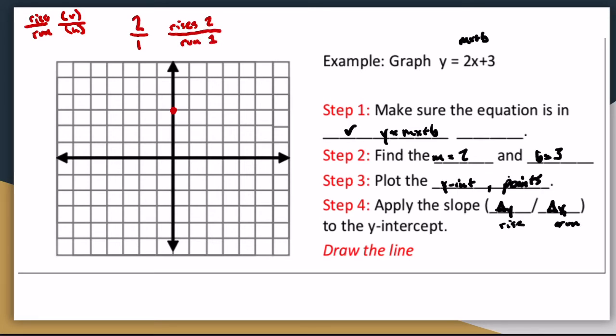Well, if it rises 2, that means I'm going to go up. I'm doing it in this pinkish color. I'm going to rise 2. So now I'm here and I'm going to run 1. Go to the right one. This is my new dot right here.